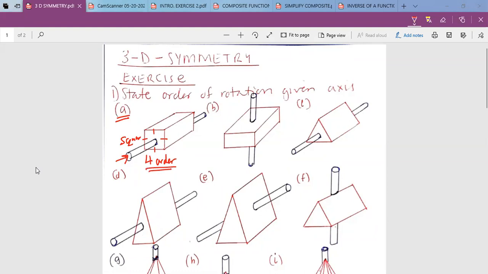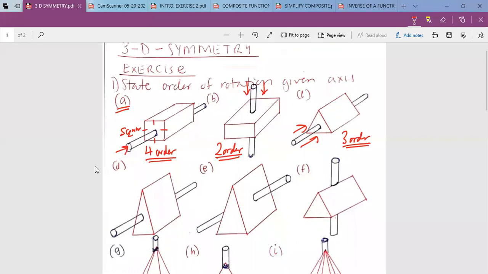B, look at where the axis is pinching, axis of symmetry. You'd realize it is pinching on the side of a rectangle. So it is two order of rotation. C, also you look at where the axis is pinching, you would see it is an equilateral triangle. If it is an equilateral triangle, then the order of rotation will be three. So we shall write three order.